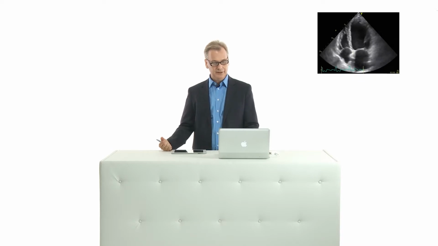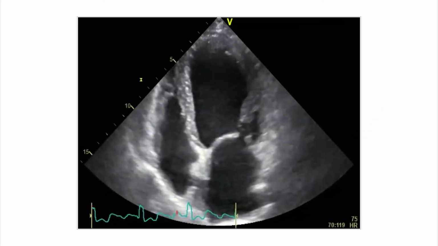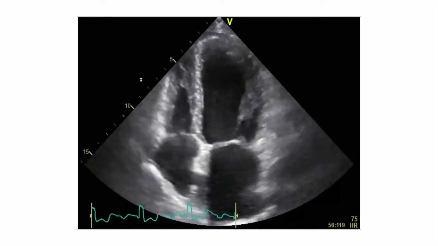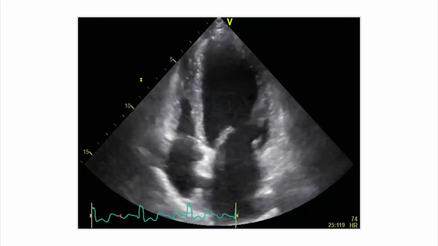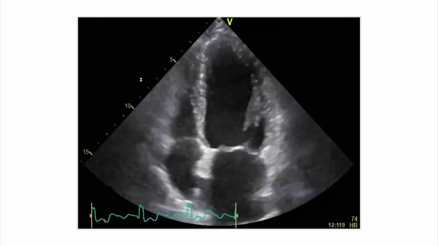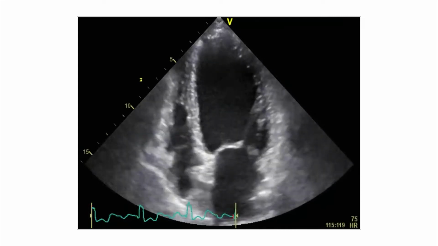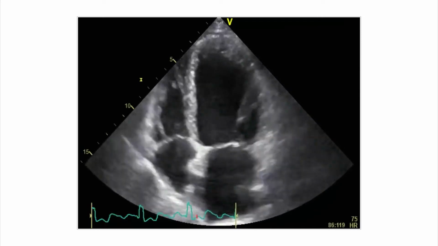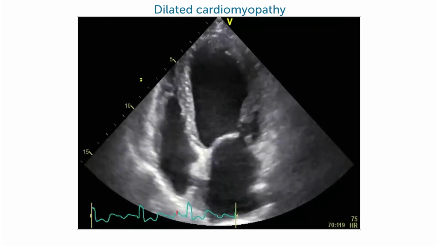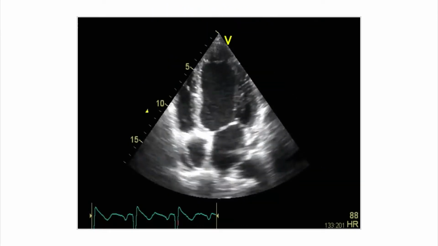What about this patient here? Well, this patient too has a dilated left ventricle, and again, left ventricular function is poor. And again, it's very diffusely reduced. Now, this ventricle might not be as spherical as the one we saw previously, but still, this is a classic case of dilated cardiomyopathy.